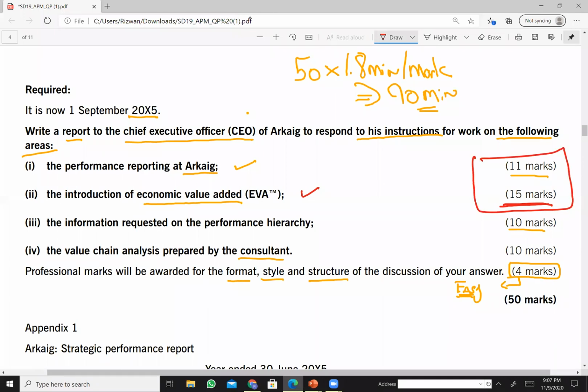But yes, the level of detail was important. The way I've explained you performance report, I'm sure you will love that procedure of performance report and EVA as well. And the remaining 10, 20 marks are left that we will be covering in tomorrow's session as well. 4 marks are easy for the presentation, where two from date, subject, introduction, paragraph, and subheadings. So, what subheadings can you use? Performance report, EVA, information request of performance hierarchy, value chain. You can use these as your subheadings. That will be enough. That will surely be enough.